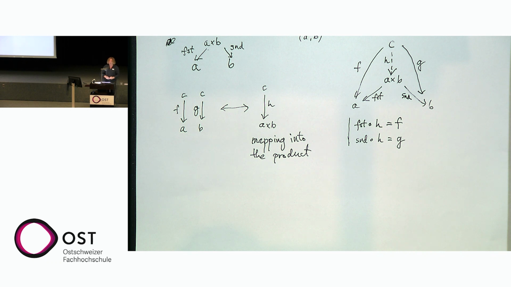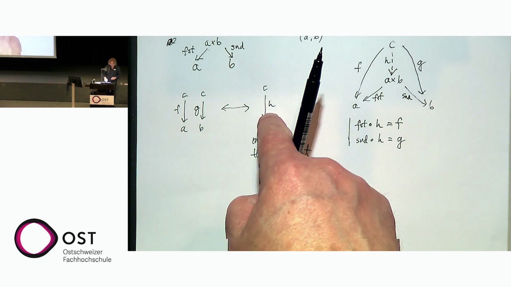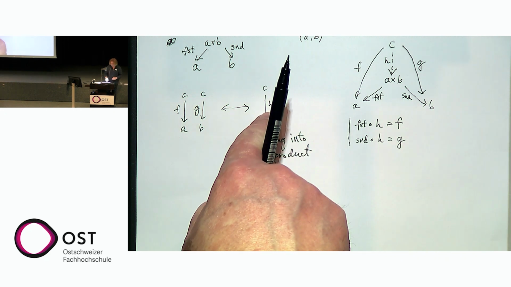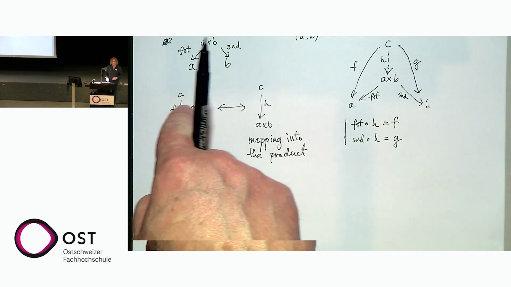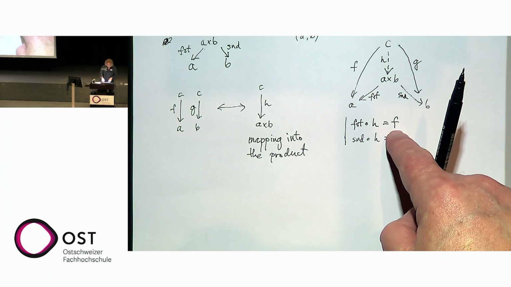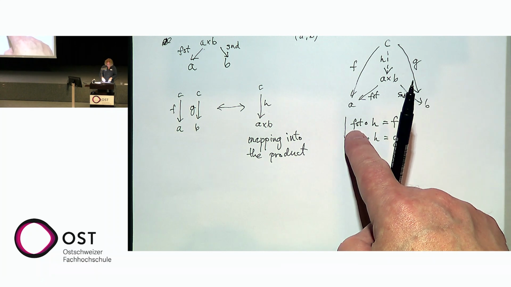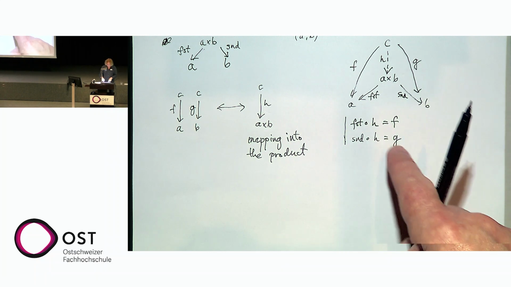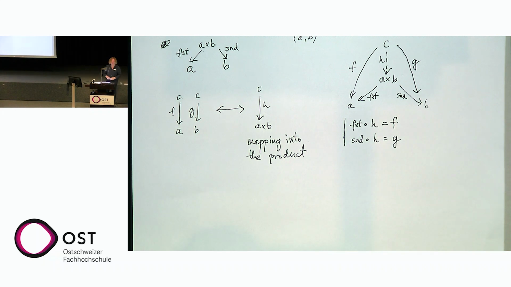But the other way around also works. If you give me an H, right, I can recreate F and G uniquely. Well, F, here it is. F is equal first after H, and G is equal second after H. So it goes both ways, right? These two descriptions are equivalent. Either you give me two functions from C, or you give me one function to the product, right?